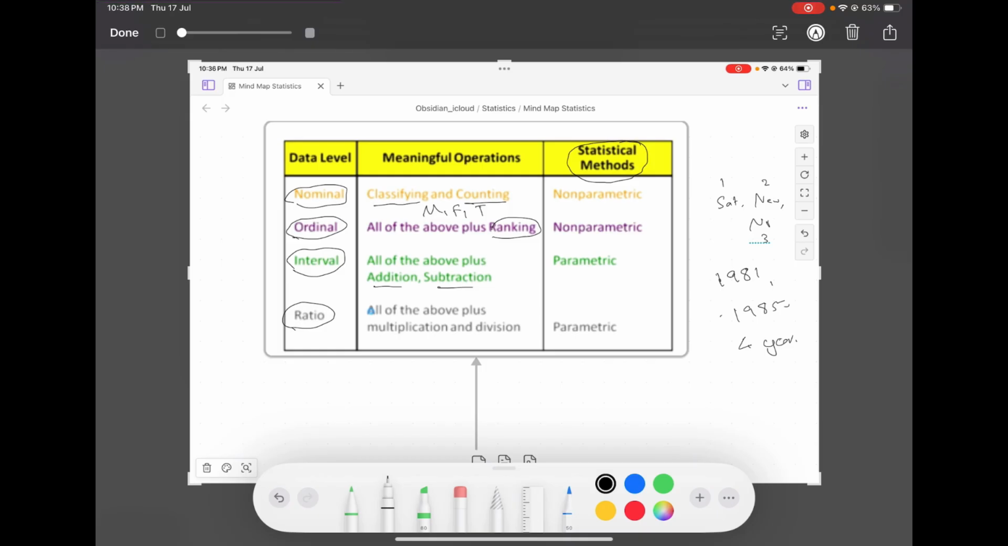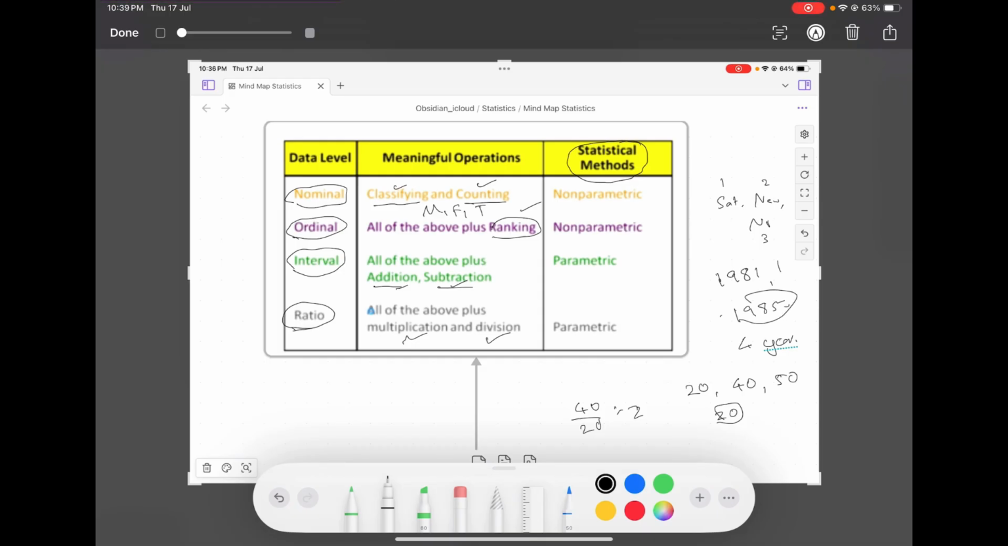Then comes the ratio scale. In ratio scale, you can do all the operations like classifying, counting, ranking, addition, subtraction, plus multiplication and division. Let us take the case of weights 20, 40, 50, etc. You can subtract: 40 minus 20 is 20. If you take the ratio, 40 by 20, his weight is 2 times that of mine. You can say that, so those operations can also be done.